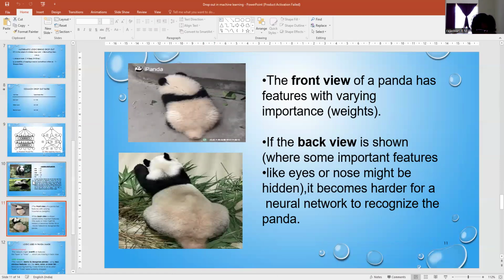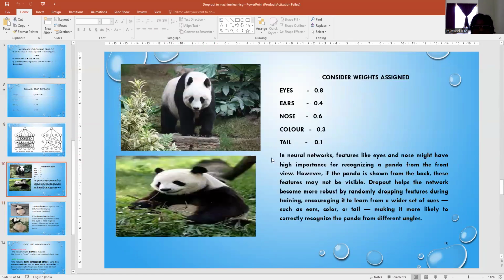So the machine can easily identify based upon the ears as well as the tail. So based upon the ears and the tail, it is going to identify the picture of the panda correctly. So this is the basic logic behind the dropout.